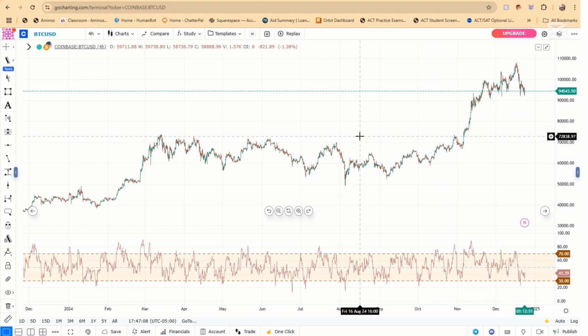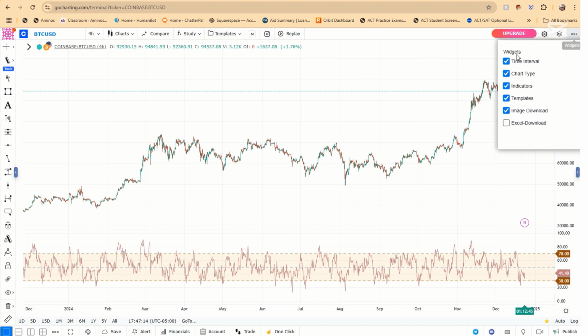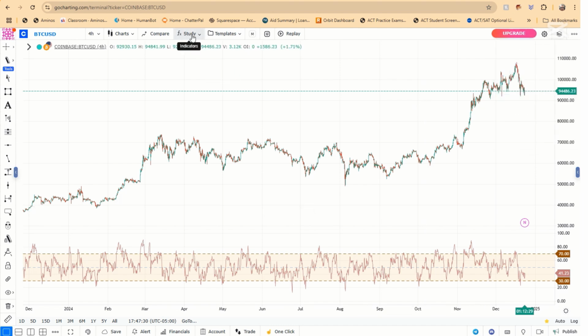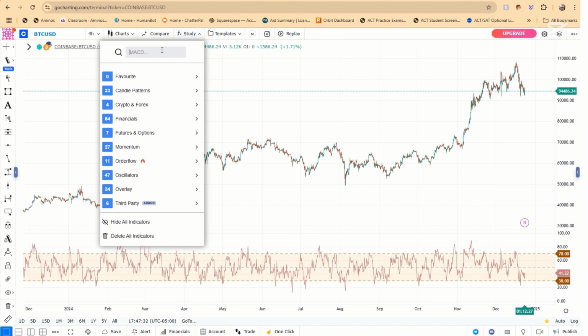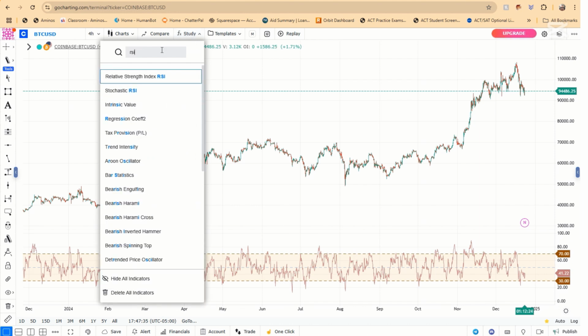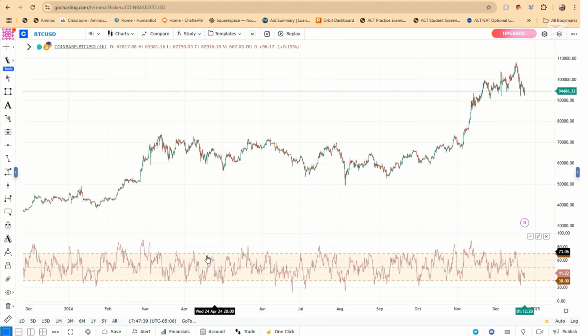So how do we find indicators on this chart? We need to come over here to these 3 dots, which is called widgets, and click on whatever we want. So here's indicators. Of course, you see right here it now says templates. We click on it, and now it says study, because indicators are like your study tool. Let's go over here to study, and we click on RSI. We look up RSI, relative strength index. Perfect, we got it, which is right here.